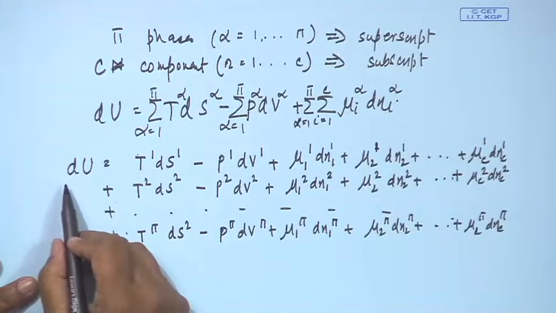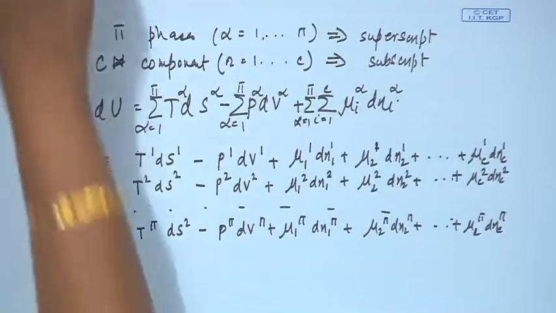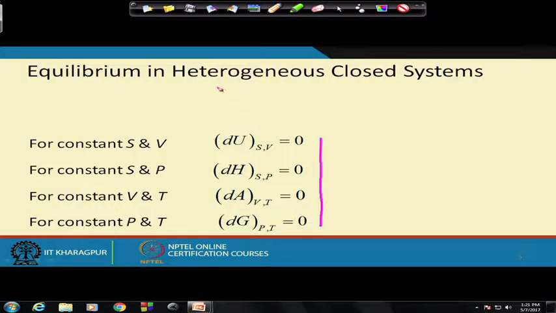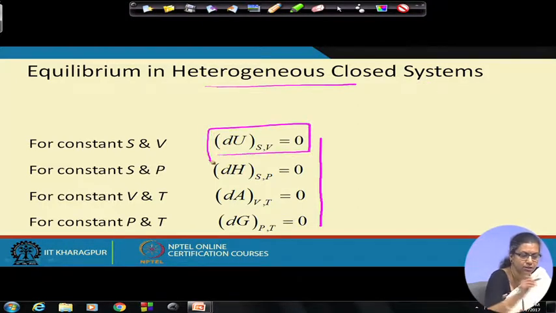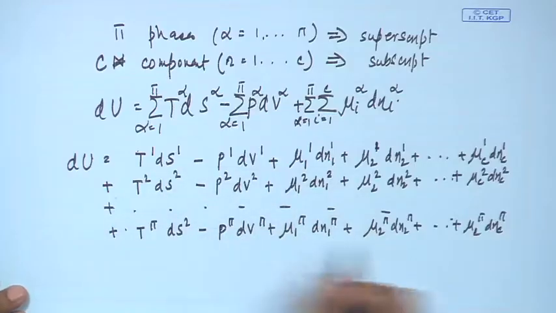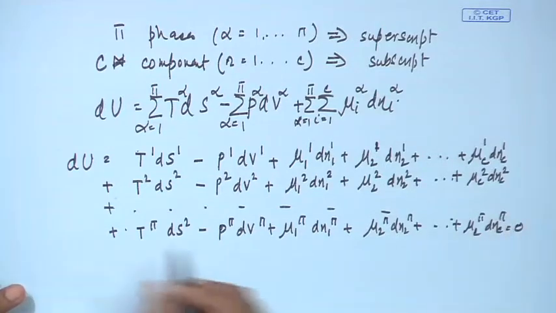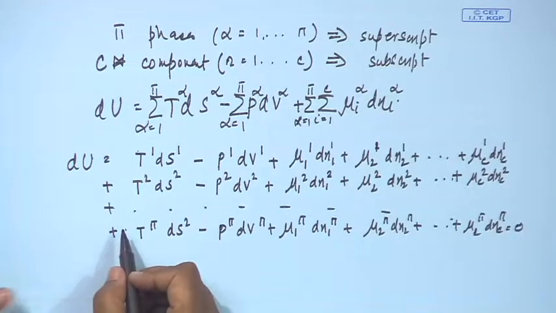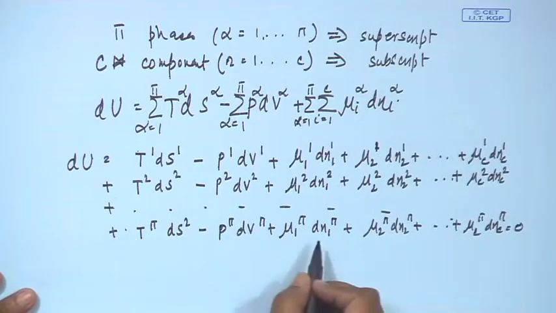And we have to remember that we are dealing with a heterogeneous closed system, as I have mentioned in this particular case. So when it is a heterogeneous closed system and I am dealing with dU, this equation is supposed to hold. So what I mean to say is this whole thing should be equal to 0, right? Now apart from this, we also need to remember that there are some additional constraints here.